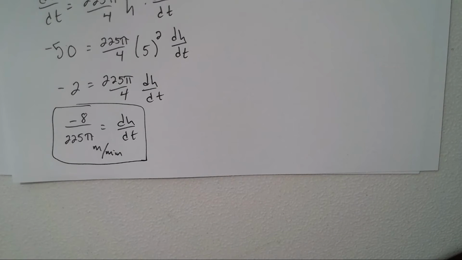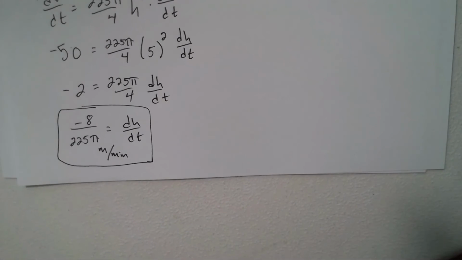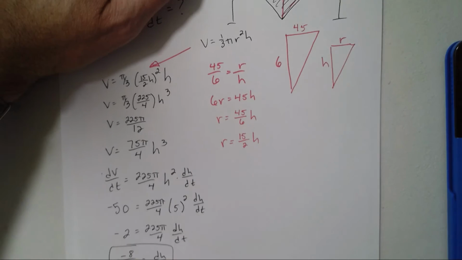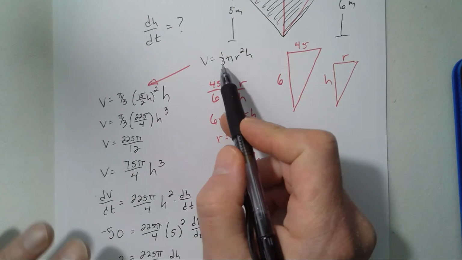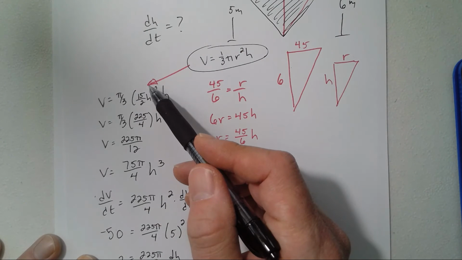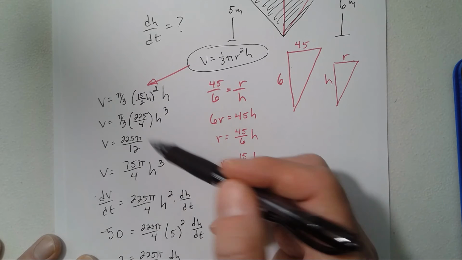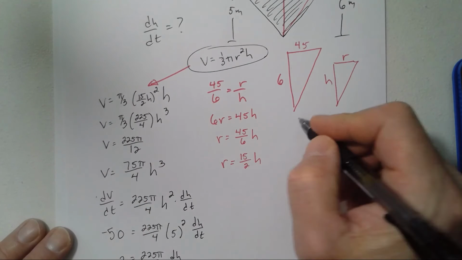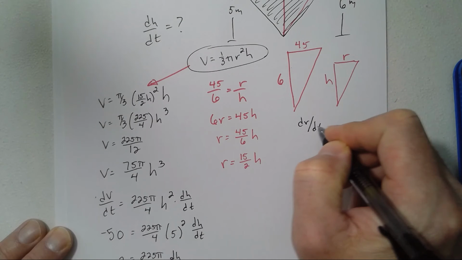How fast is the water level falling? And part B says, how fast is the radius of the water's surface changing at that moment? This isn't as much work, since we've already done quite a bit of it. We know this is our equation right here. When we solved for dh/dt, we needed h in it. If we're going to solve for dr/dt now, we need r in it.